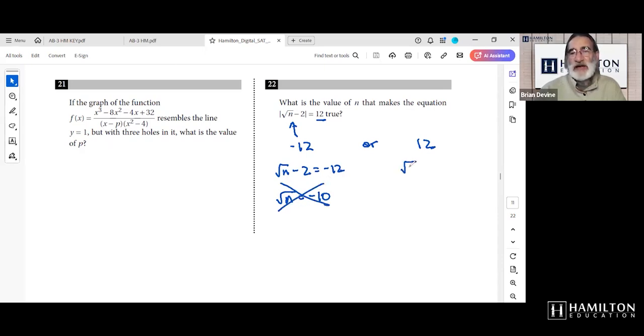But if we set rad n minus 2 equal to positive 12, then rad n, adding 2 to both sides, would be 14. Squaring both sides, we get n would be 196. So n is 196, and that's the answer.